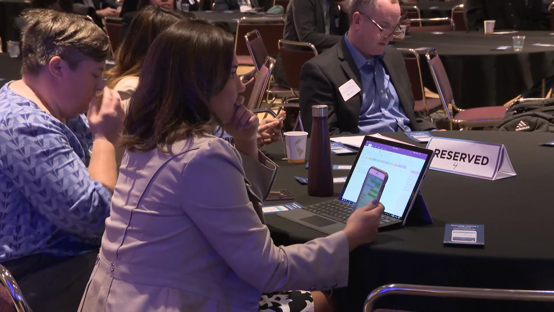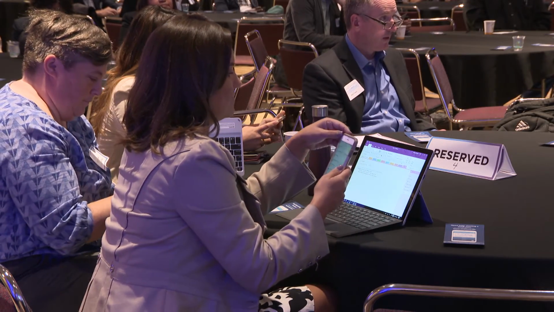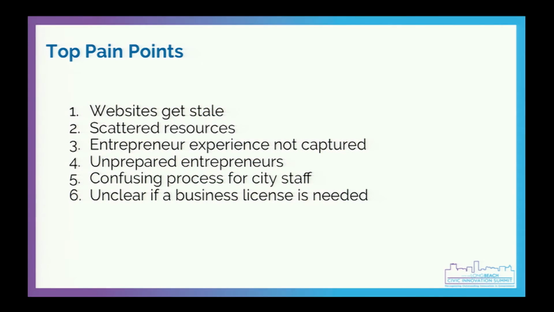So through all of our research, through this discovery phase, we came up with about 70 pain points that entrepreneurs and city staff were having collectively. And the number one pain point was that ultimately government websites get stale, and that's really the issue. Everything else kind of points back to that.